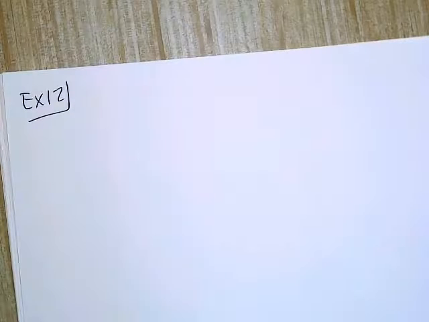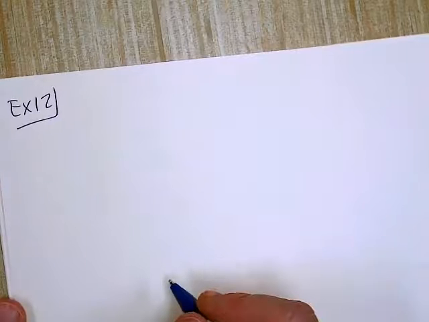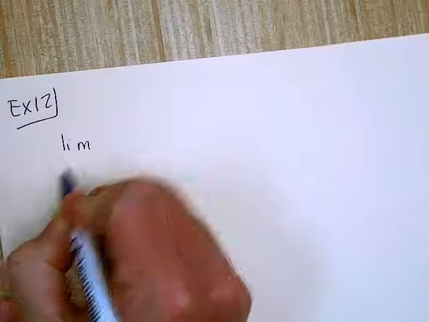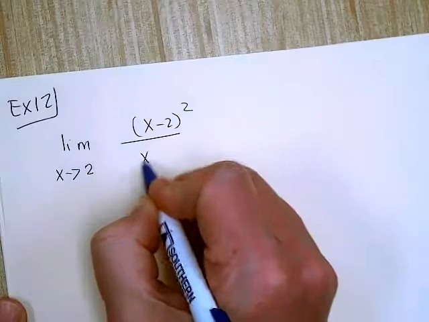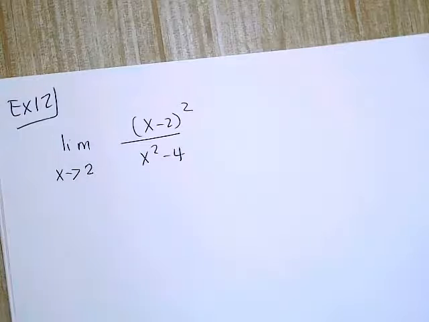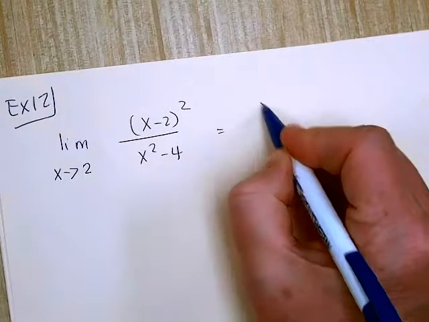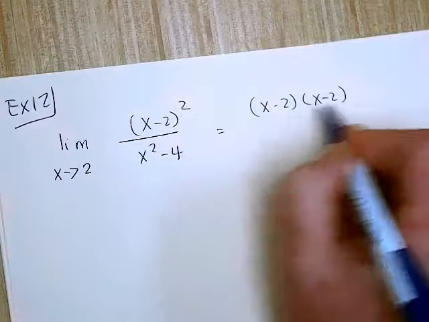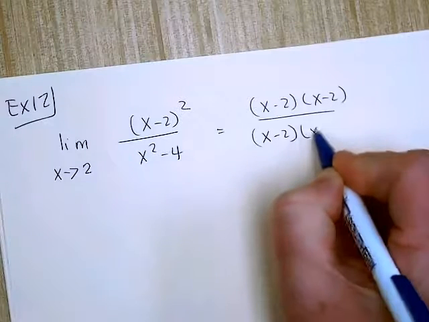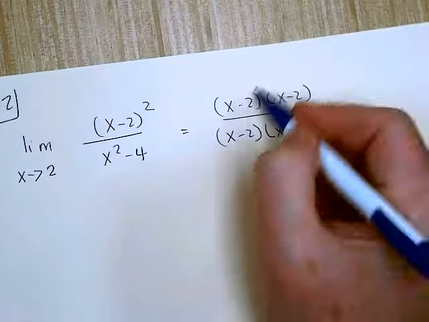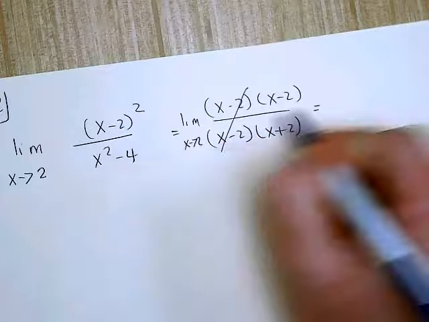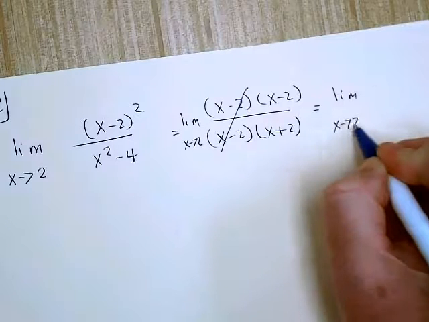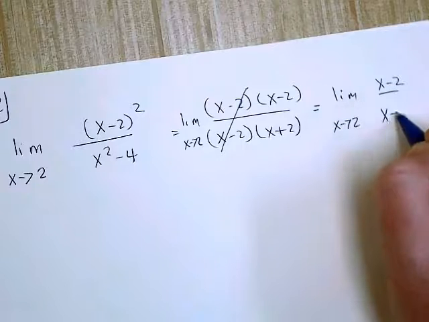These examples illustrate rational functions can behave in various ways near 0 and near the zeros of the denominator. Limit as x approaches 2 of (x minus 2) squared over x squared minus 4. So what we'll need to do is factor this, and this is going to factor into (x minus 2) times (x minus 2) over (x minus 2) times (x plus 2). Of course, we'll simplify here, and this is really the limit as x approaches 2 of (x minus 2) over (x plus 2).